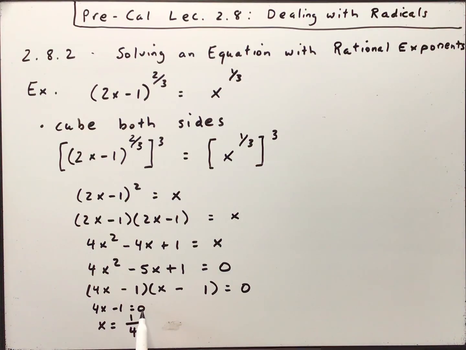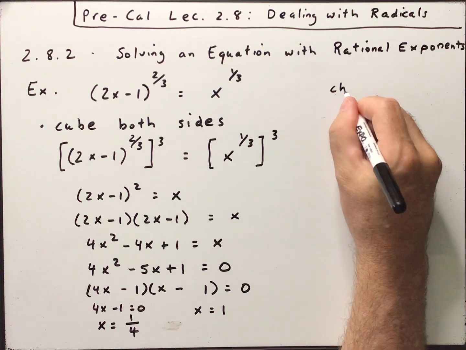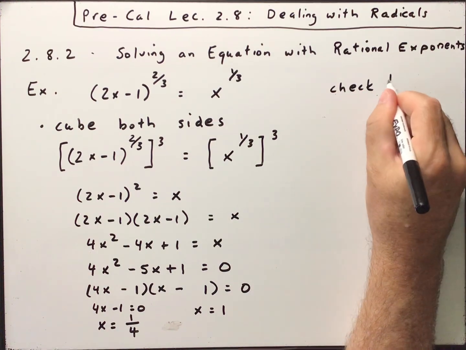So x is equal to 1/4. Right, move that 1, make it positive, divide both sides by 4, and over on this side, x is equal to 1. So I've got 2 potential solutions. Let's check them both. So let's check 1/4.